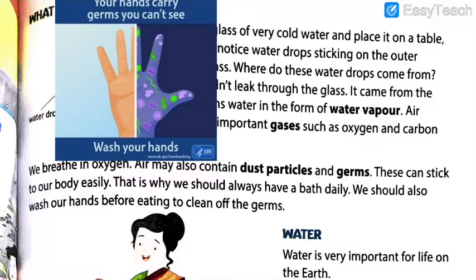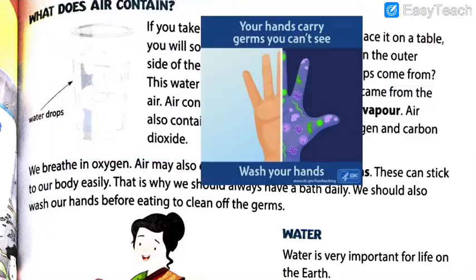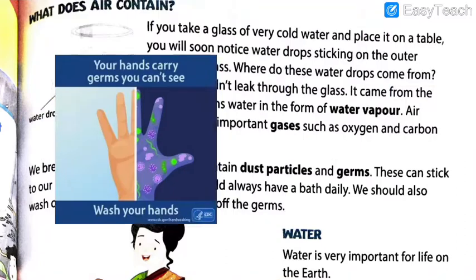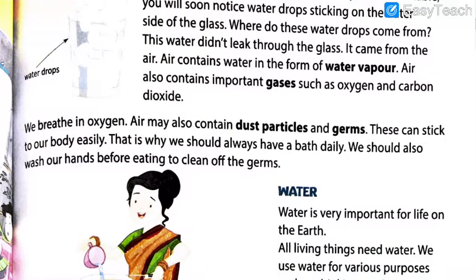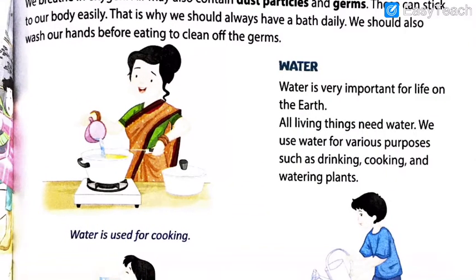Can you look at the picture here? On the left side you can see the hands as you can see with your eyes, but on the right side there is a microscopic image of the hand under the microscope. If you look, the germs are seen on every part of the hand. Now with this hand you are going to eat the food, then you are inviting various diseases for yourself.